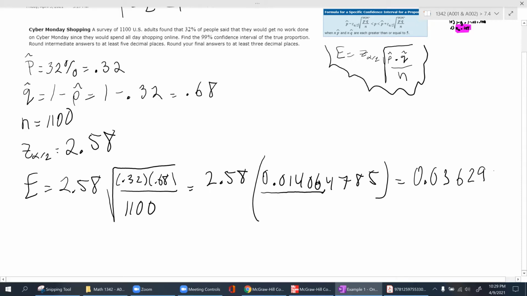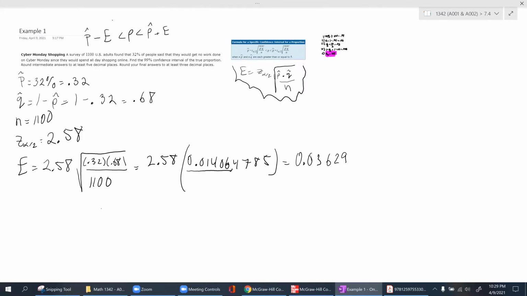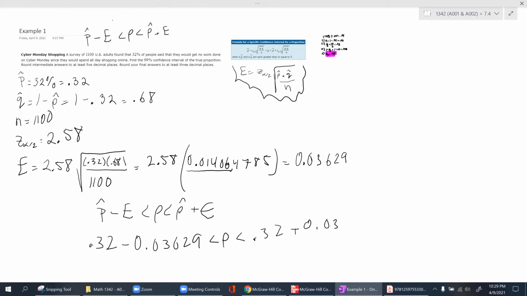Should be a 0. So now I have everything that I need for my formula. It is p hat minus margin of error bounded by p hat plus margin of error, which gives me 0.32 minus 0.03629 less than p less than 0.32 plus 0.03629. Very, very nice.